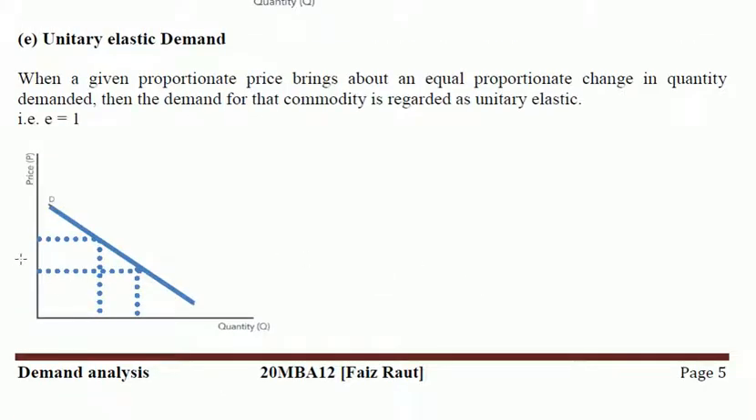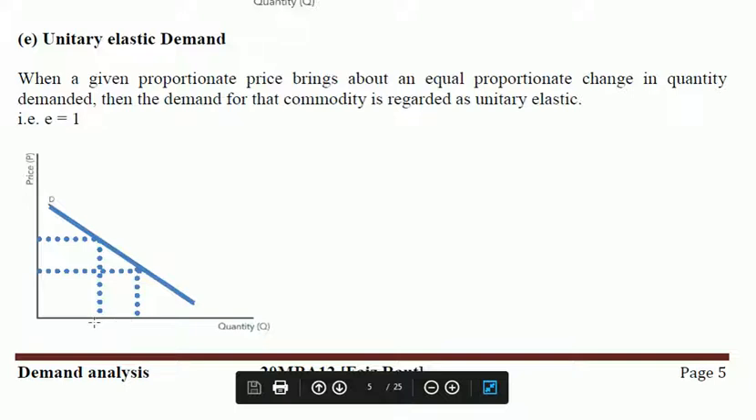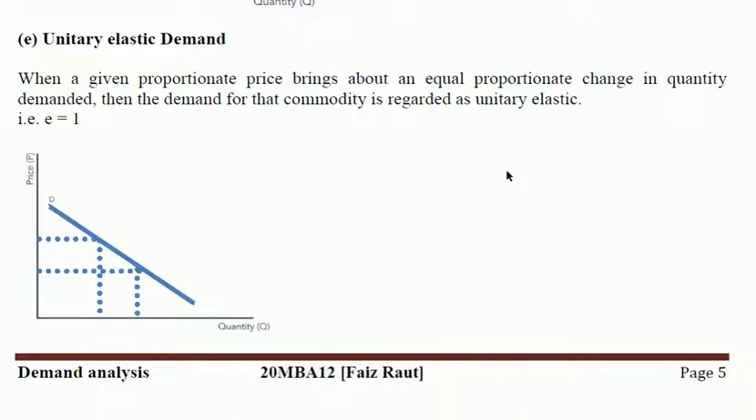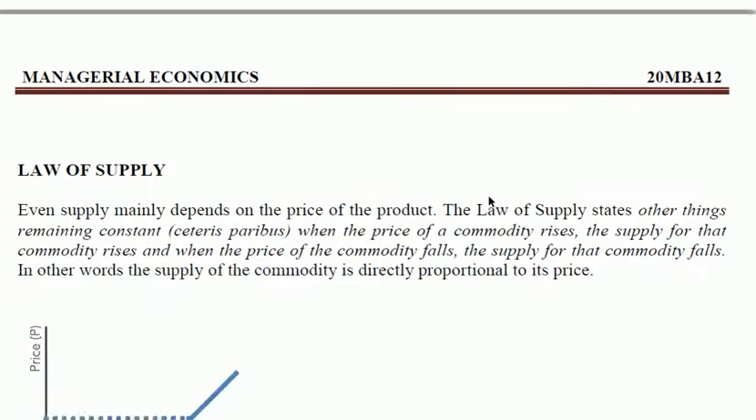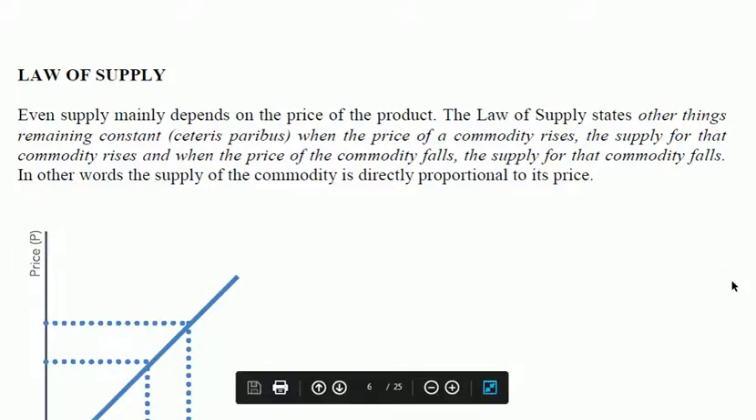Unitary elastic is the equivalent. So whatever the change is there in the price, the equivalent change is there in the quantity. Okay, that means 2 units your price has decreased, so 2 units your demand will increase. So exactly equal proportionate change in the demand as per the price will be there. That is unitary elastic. Then we come to law of supply.